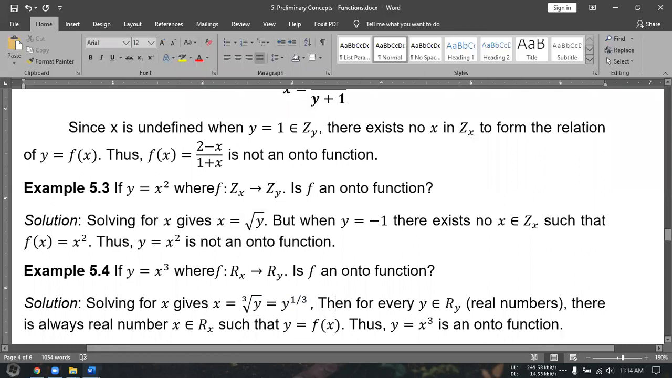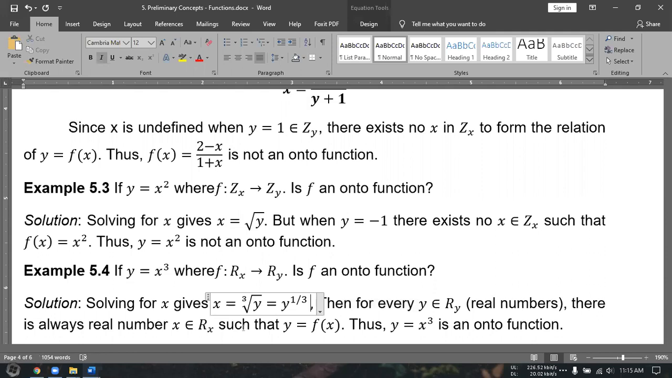Then, for every y element of the domain, or real numbers, there is always a real number x element of the domain such that y is equal to f of x. Thus, y is equal to x cubed is an onto function. Meaning to say we don't have restriction here. This function will always be true for whatever real number y.